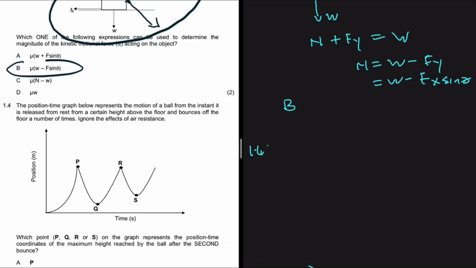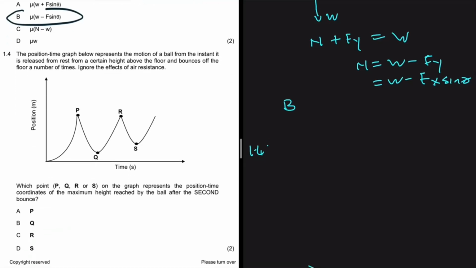And then 1.4 says the position time graph below represents the motion of a ball from the instant it is released from rest from a certain height above the floor and bounces off the floor a number of times. Ignore the effects of air friction, right? So our ball is released from some height, right? And then we hit the ground. So here we definitely take down as positive, right?